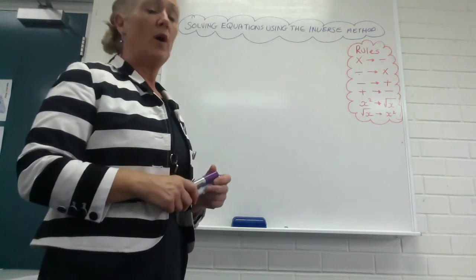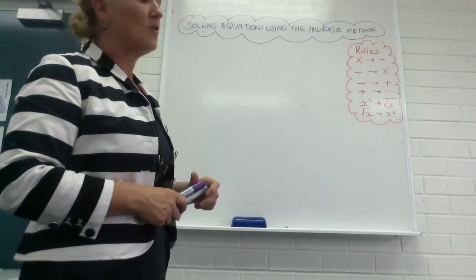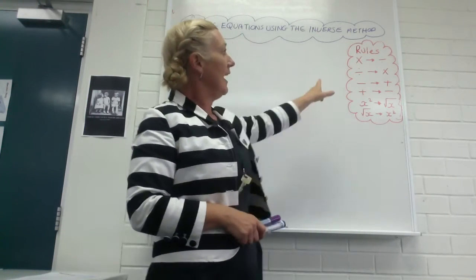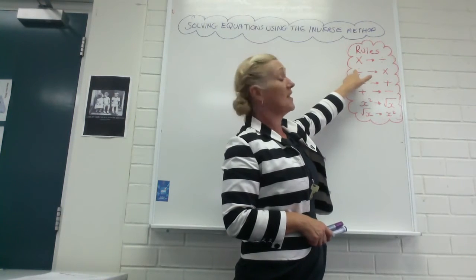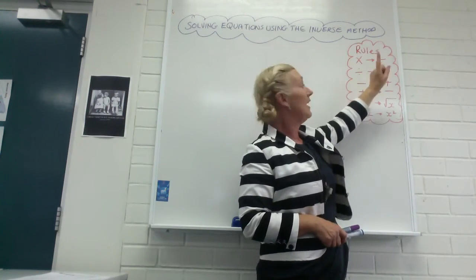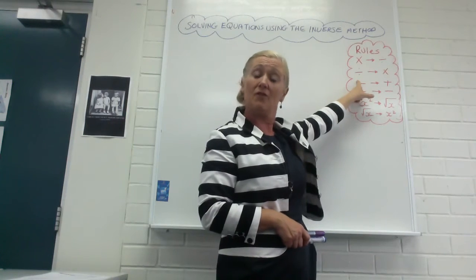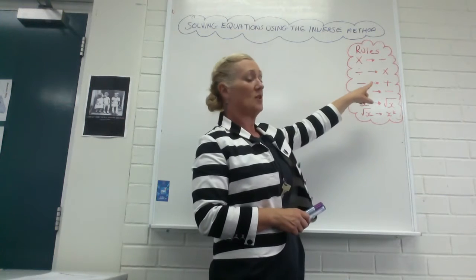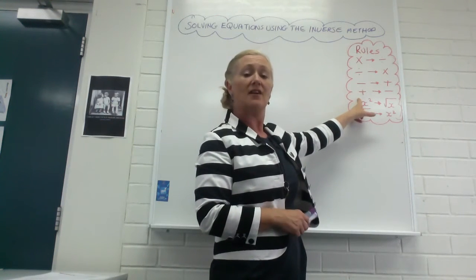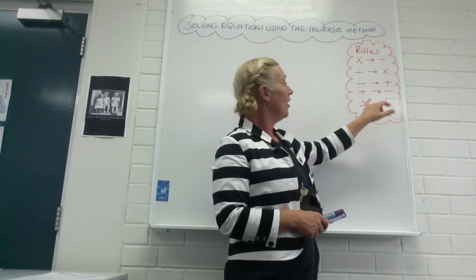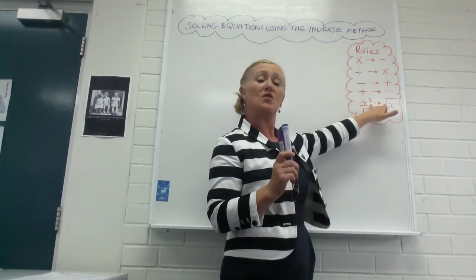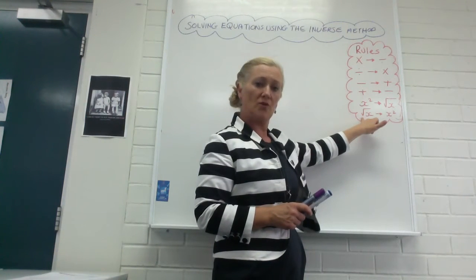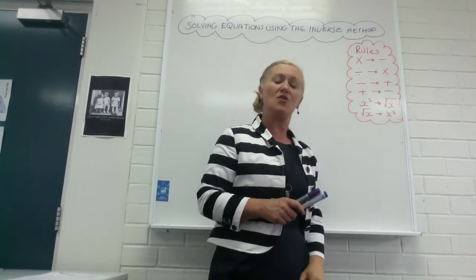In order to solve equations using the inverse method, we need to recognise the rules. When you're solving an equation and it's got a times, you use the inverse, which is divide. If you see a divide, you use the inverse, which is times. If you see a subtraction, you use the inverse, which is add. When you see an add, the inverse is subtract. When you see a squared, you use the inverse method and you square root it. When you see a square root, you use the inverse method and you square it.